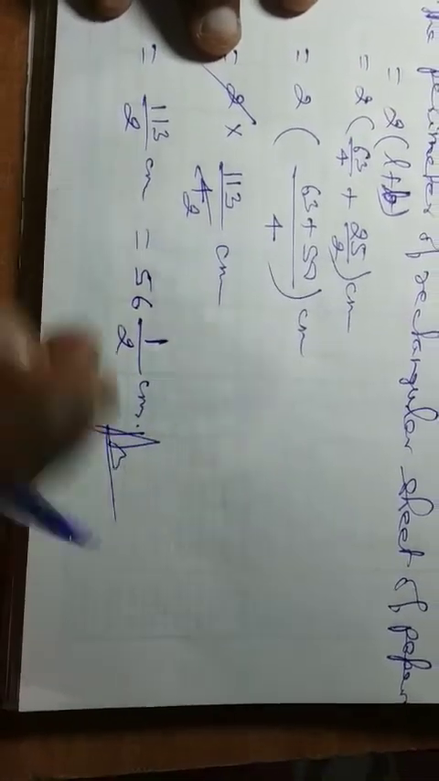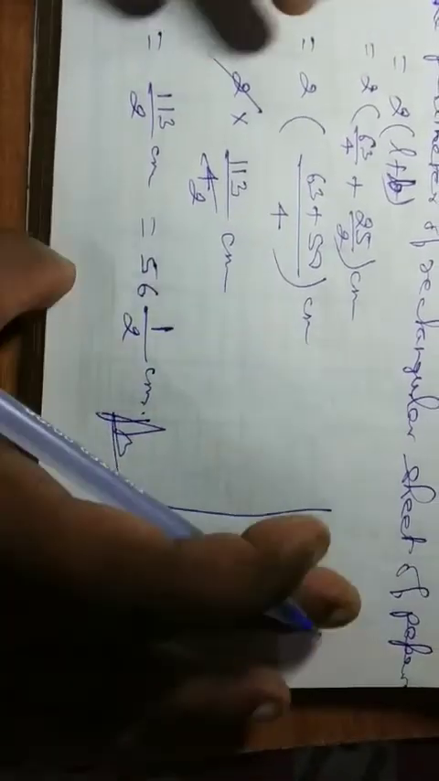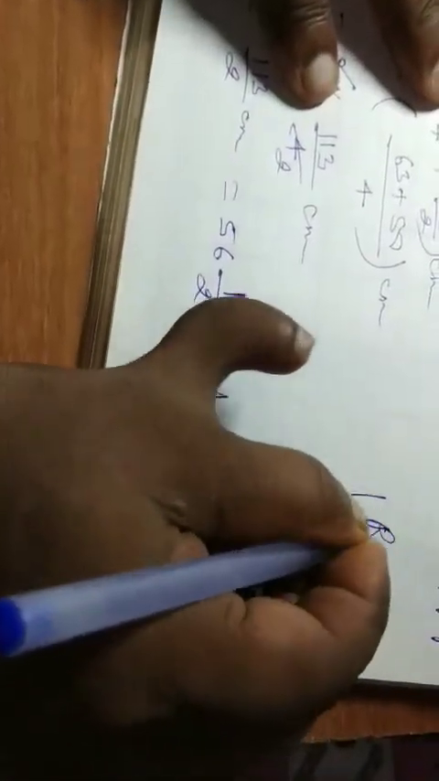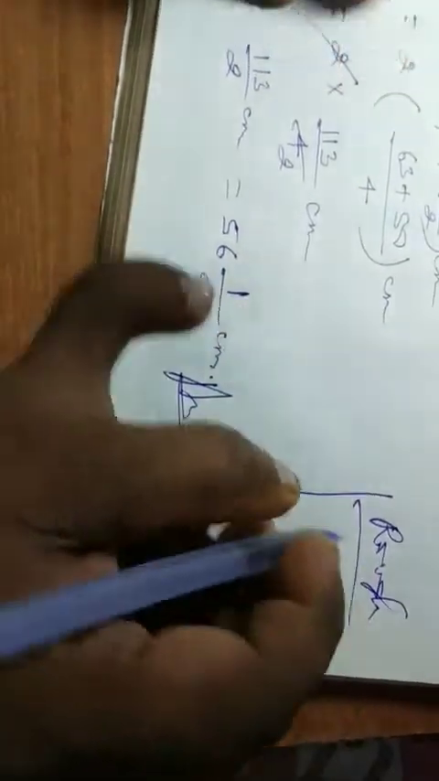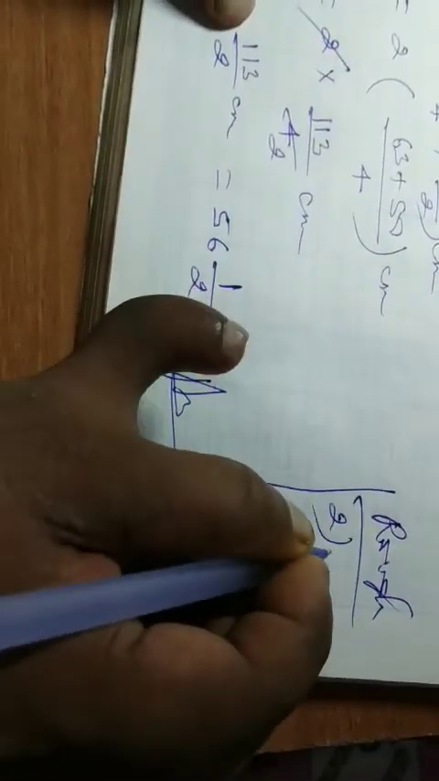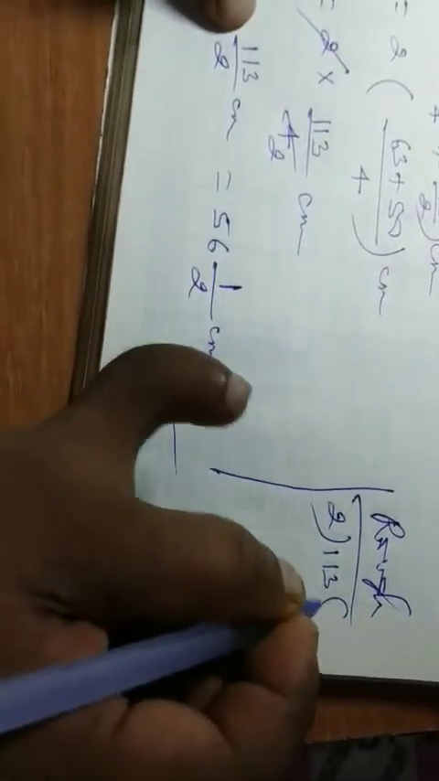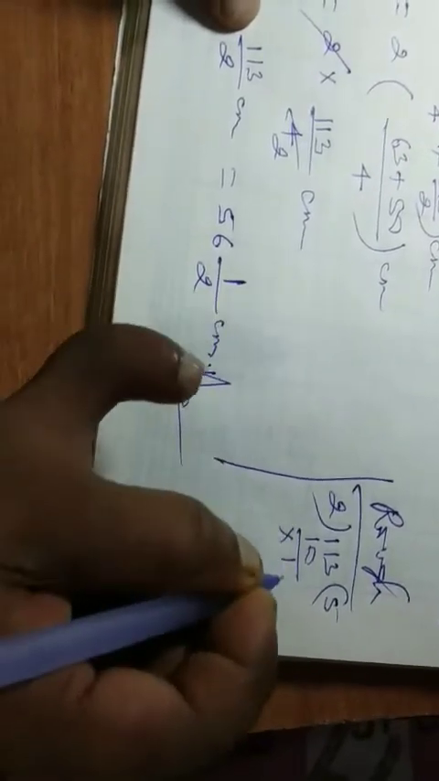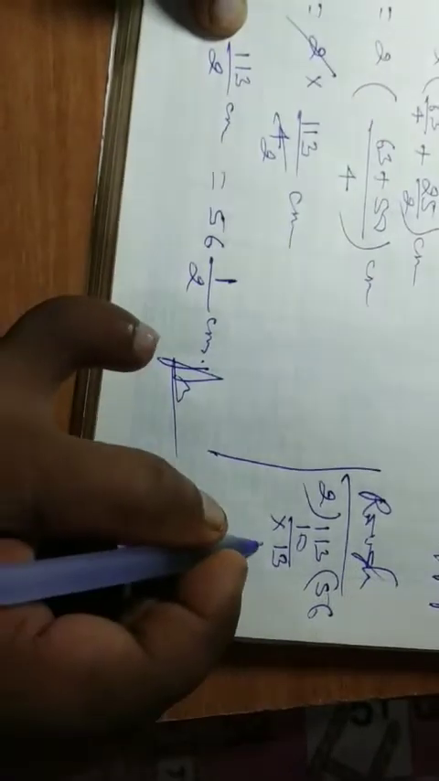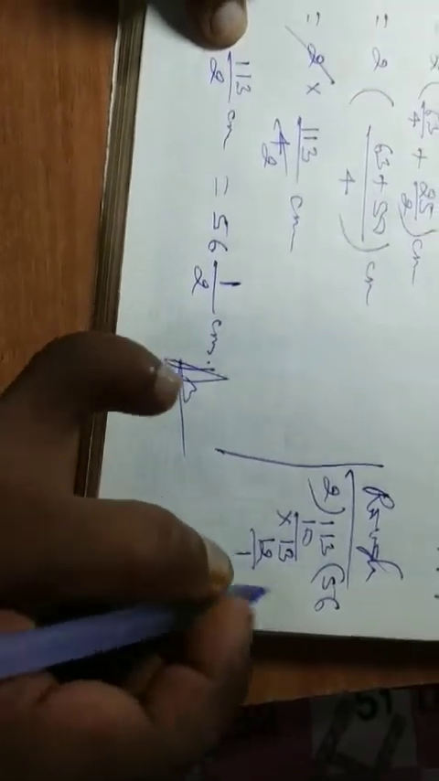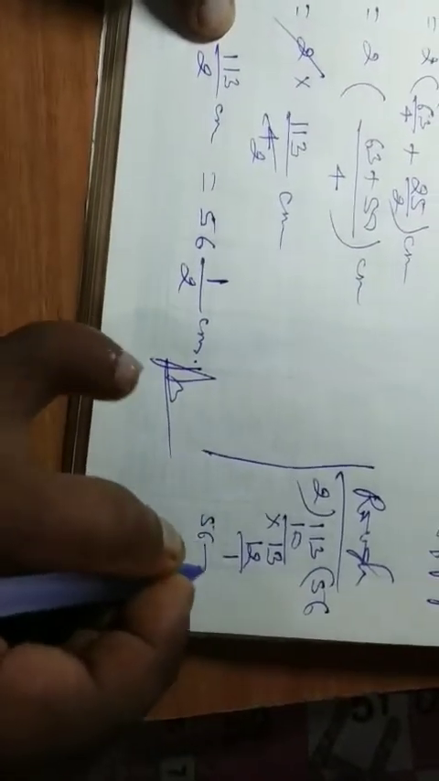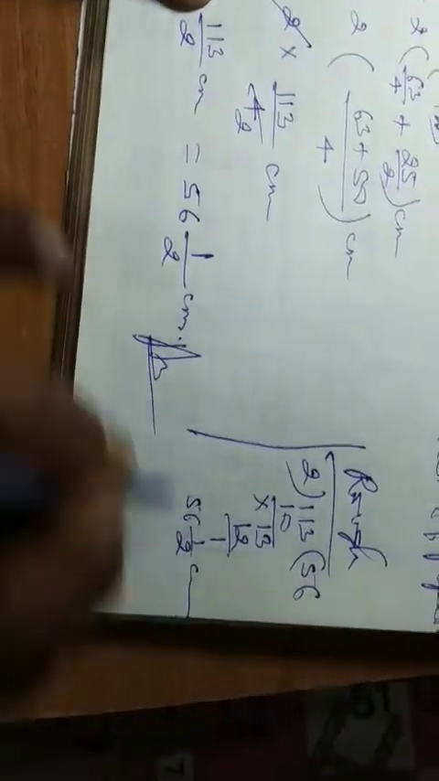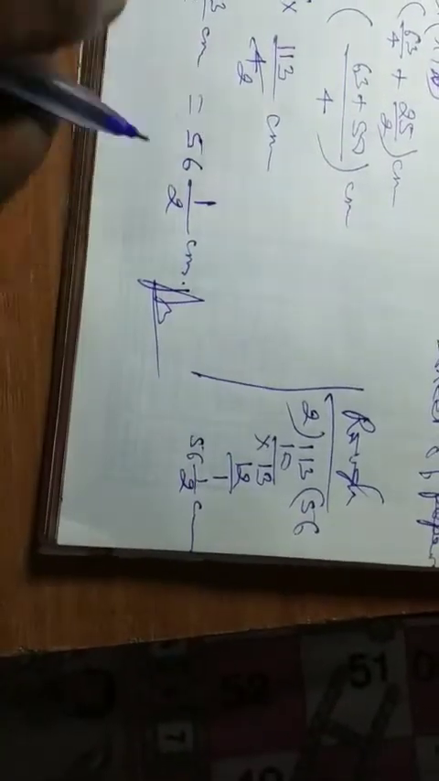Answer. Student, just look here. This is rough. When you divide 113 by 2, 2 5s are 10, remainder 1, 2 6s are 12, remainder 1, so 56 whole 1 by 2 centimeters. So this is set.